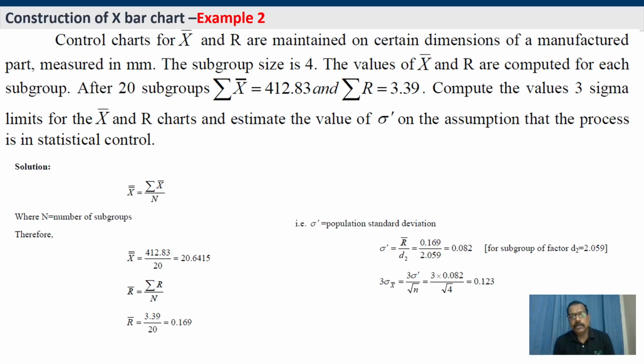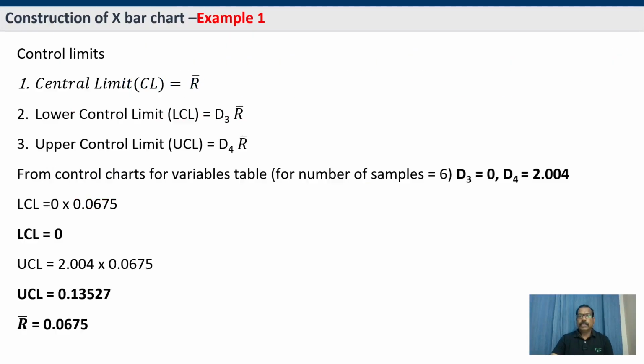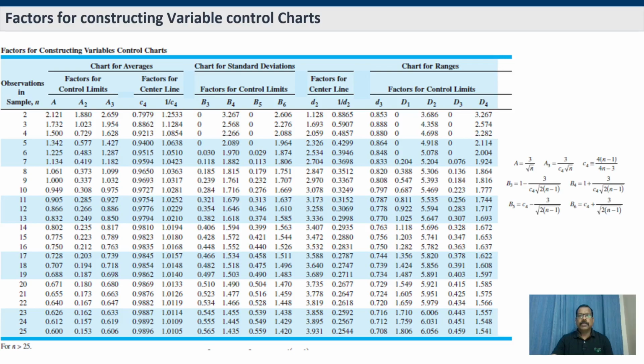Welcome back for the fourth video for Unit 5 under our Metrology and Quality Control. In the last video we discussed control charts for variables, particularly the X bar and R chart. How to solve them was also discussed, and one numerical we have solved. You can understand this numerical, and how to refer to the factors for constructing variable control charts, which we also discussed.